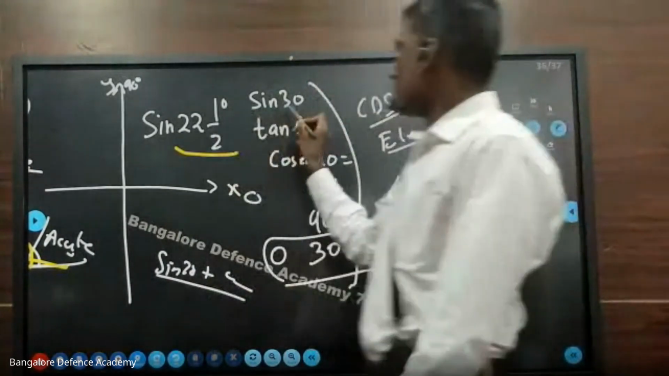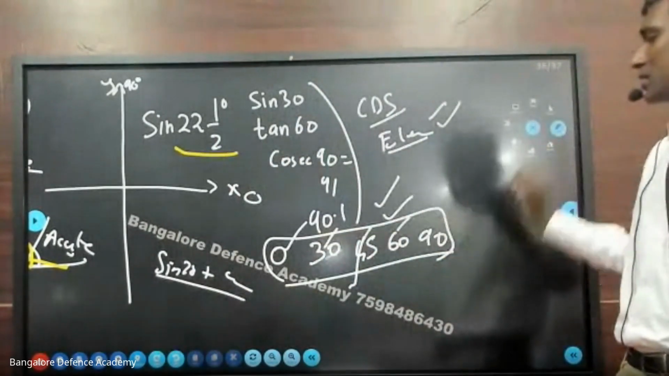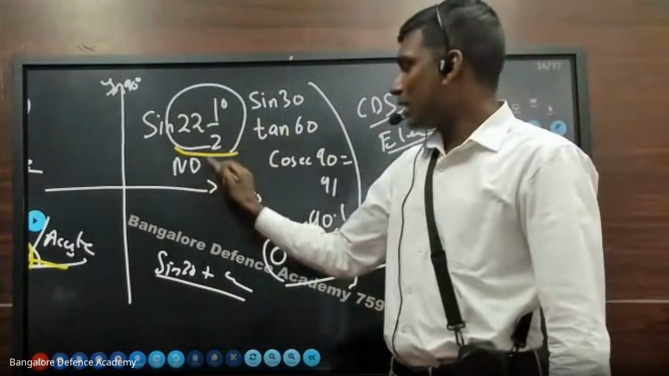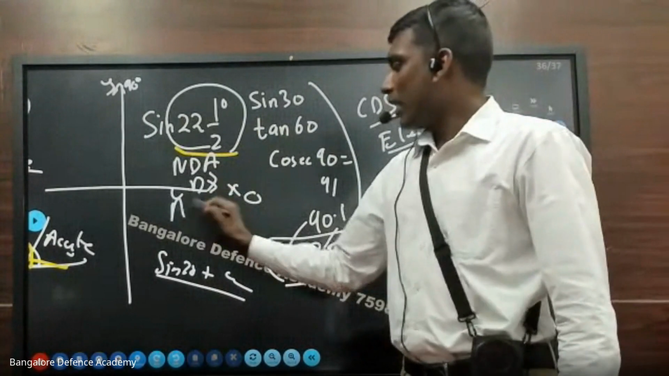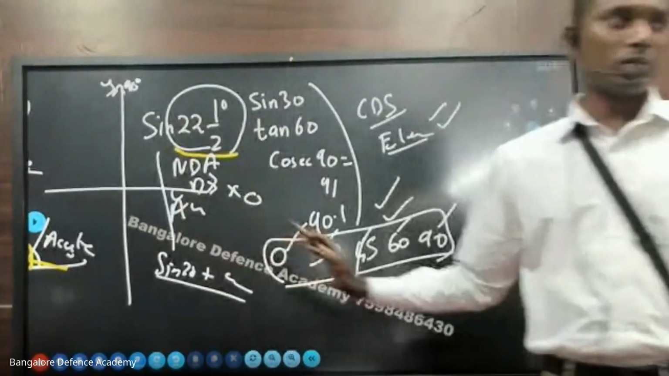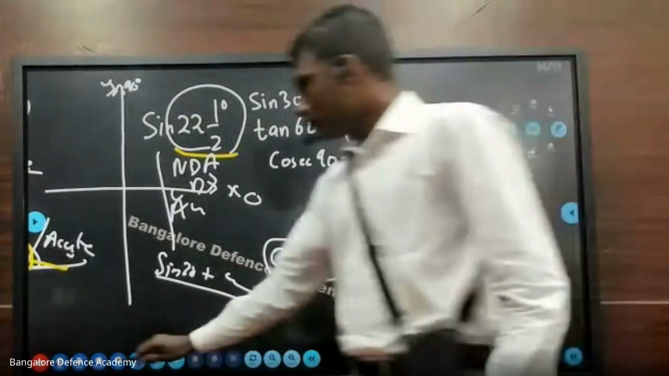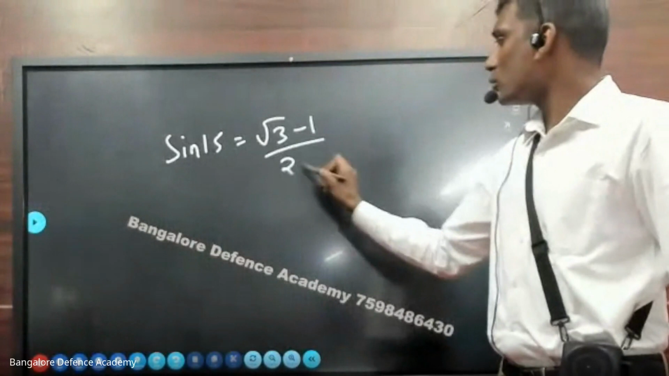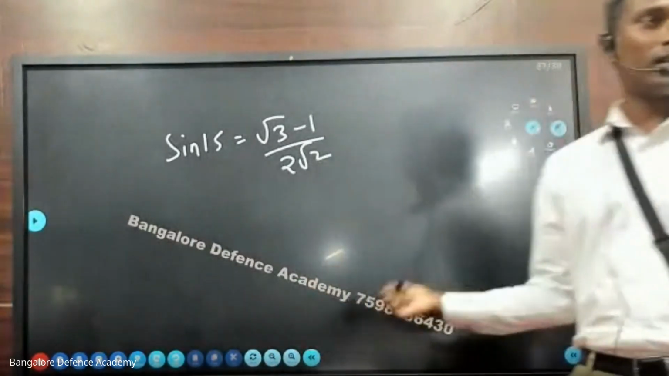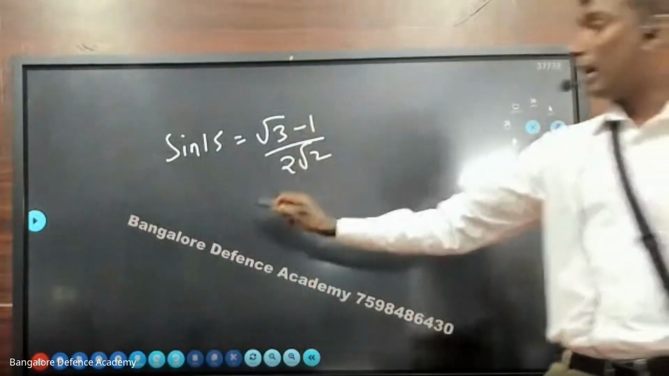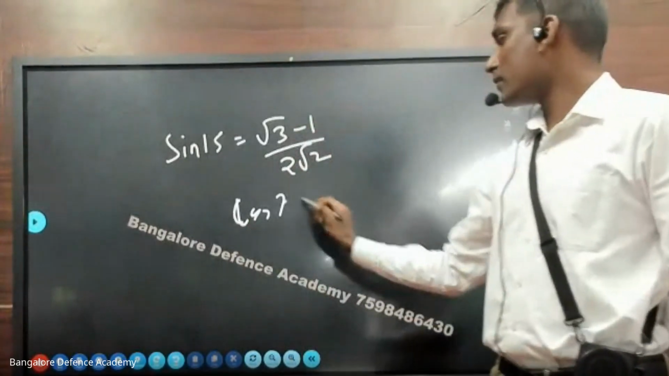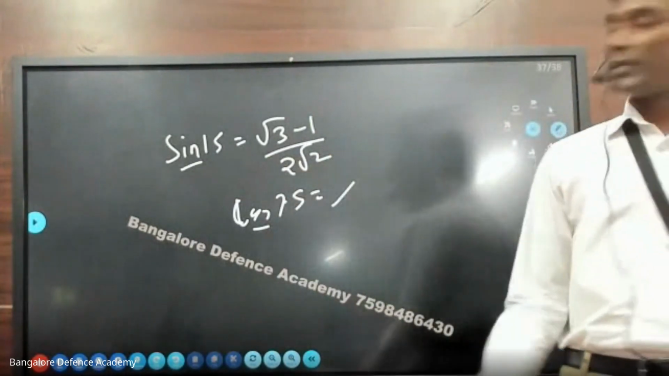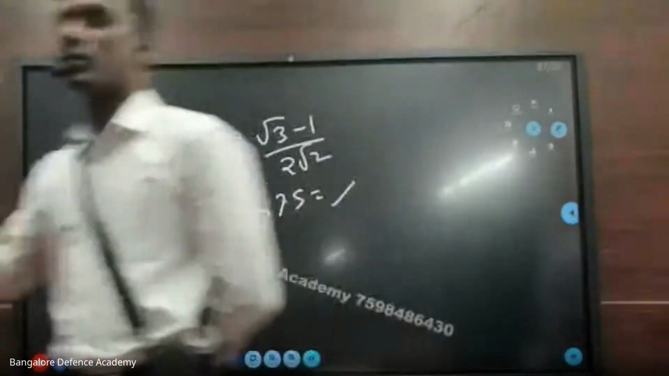What are we going to study? We are going to study the values of 0, 30, 45, 60, and 90. NDA students, CDS students, AFCAT and other JE, CET students should know these by heart. Now imagine if I take sine 15, the value is root 3 minus 1 by 2 root 2. You have to derive it. Then cos 15, tan 15, and cos 75. Sine 15 and cos 75 values are the same. Shortcut. Slowly I'll tell you the shortcuts.